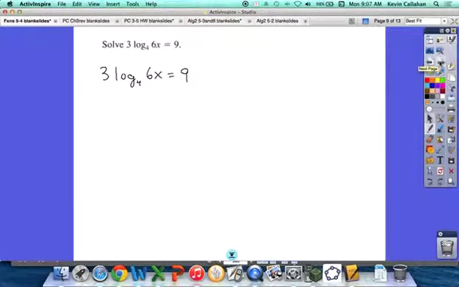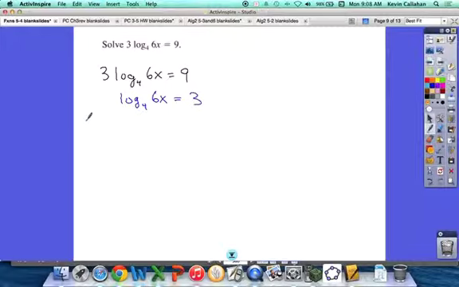Okay. What do I need to do on this one? Divide by 3. Right. And remember, whatever's inside the logarithm, you can't mess with that because it's inside the logarithm. So this divide by 3 doesn't change the 6x. Log base 4 of 6x equals 3.